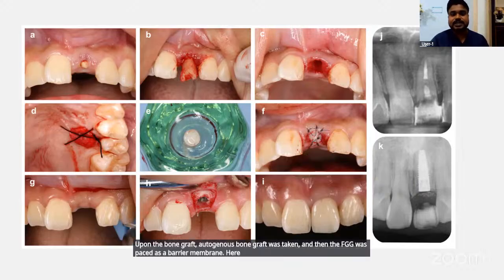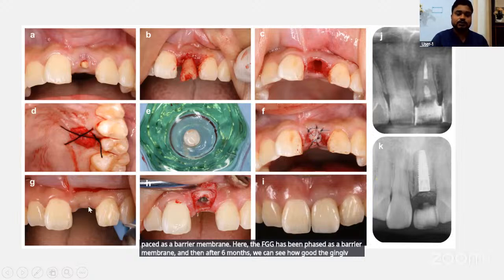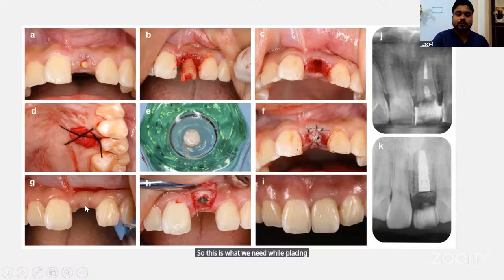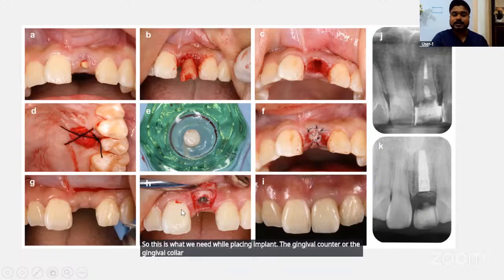Here, the FGG has been placed as a barrier membrane, and after 6 months, we can see how well the gingiva, the gingival contour, the soft tissue and the keratinized tissue are preserved. This is what we need while placing an implant: the gingival contour or gingival collar. Then the implant was placed, followed by the pontic placement.